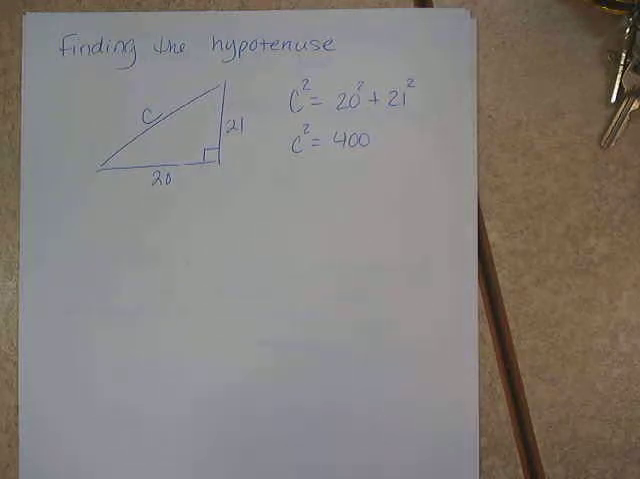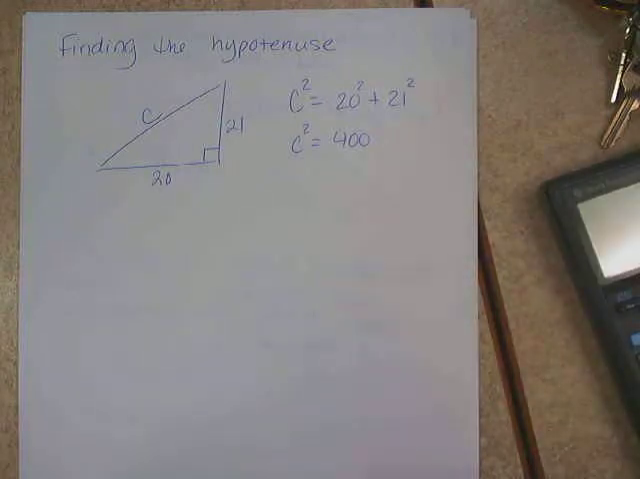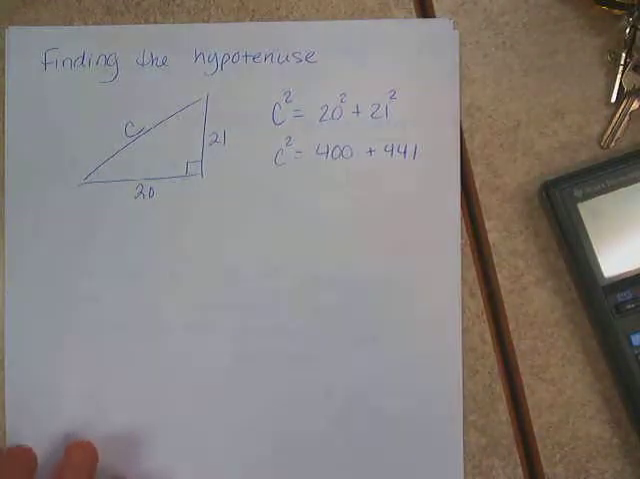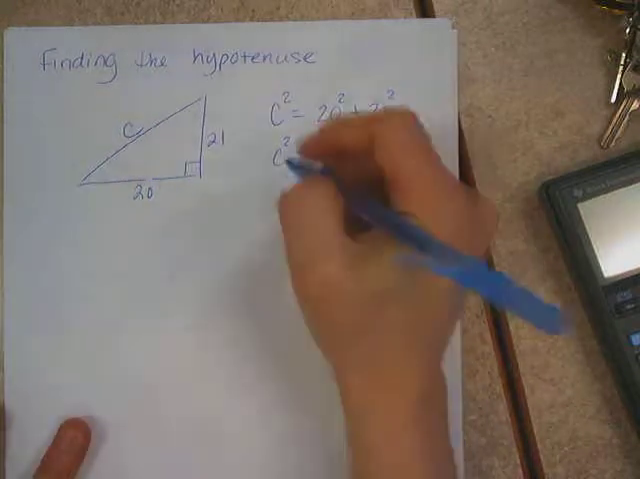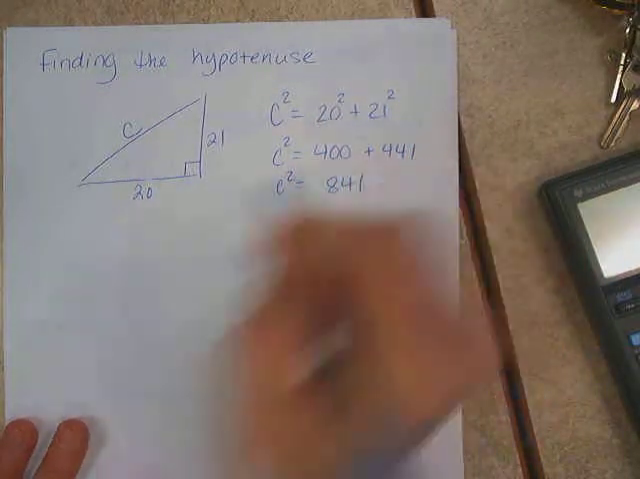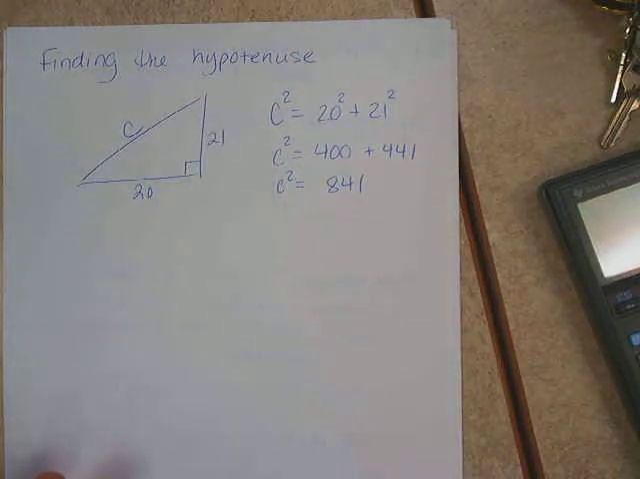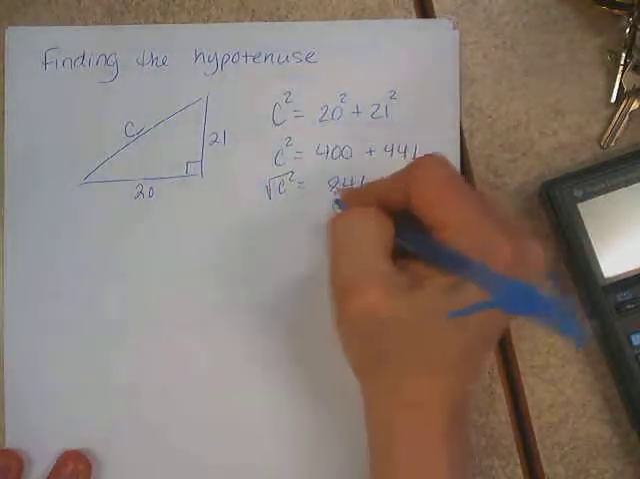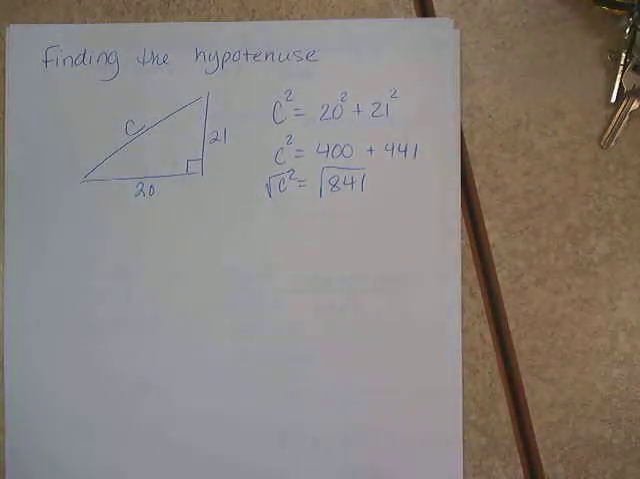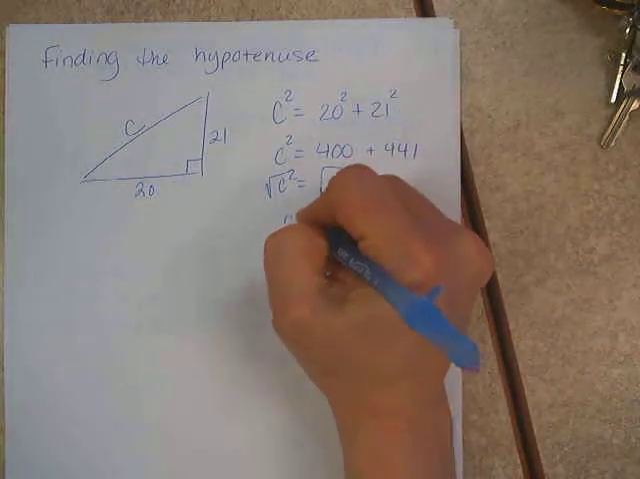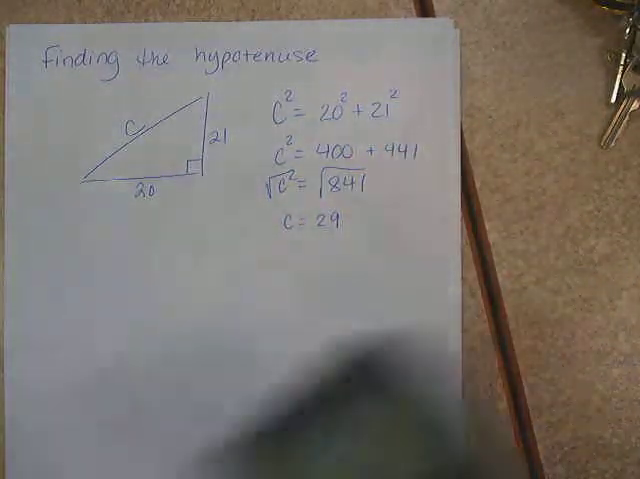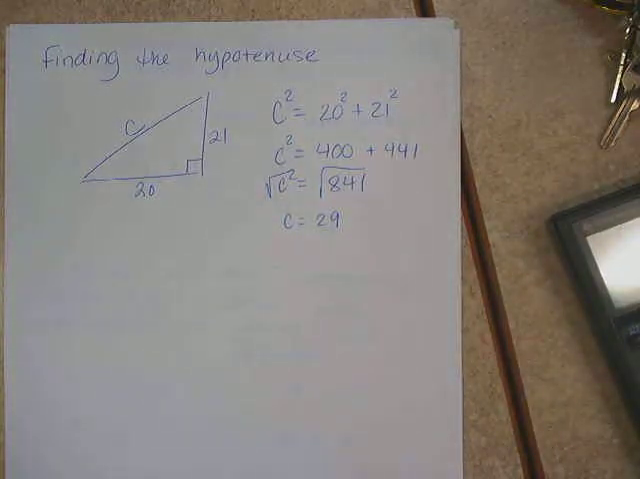So c squared equals 400 plus 441. C squared equals 841. And what is the step that you would use when you're trying to find just C? Take the square root. And you're going to check your calculator and see if that is a perfect square. If it's a whole number, it is. So in this case, it is 29.